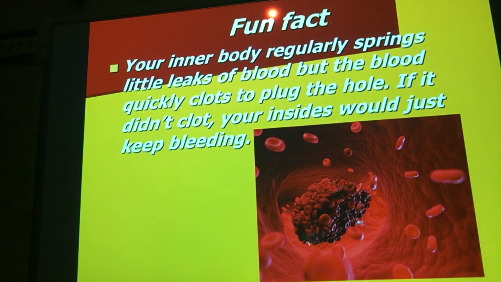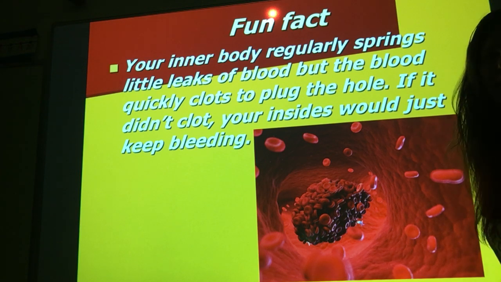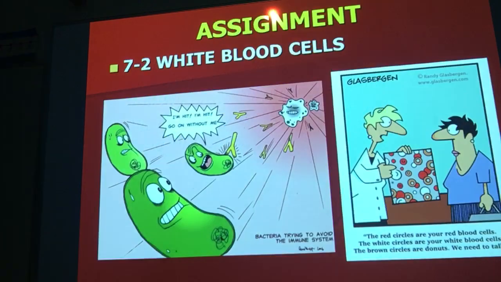Okay, our fun fact of the day. Your inner body regularly springs little leaks of blood, but the blood quickly clots to plug the hole. If it didn't clot, your insides would just keep bleeding. Well, there you go. There's your nice fact in the morning. Okay, so that's all I'm going to say.